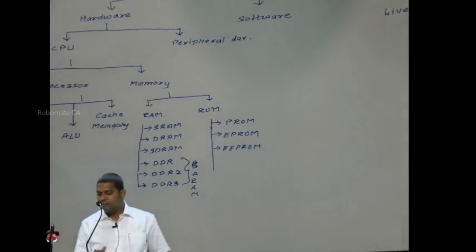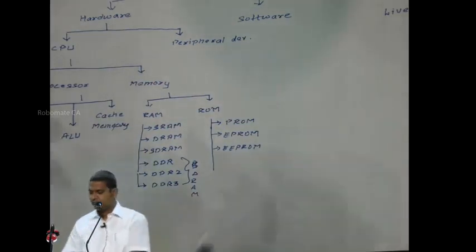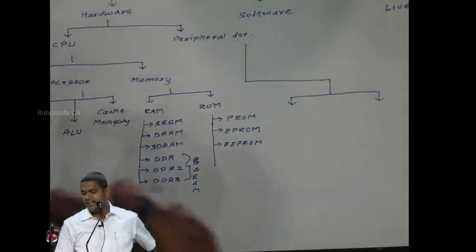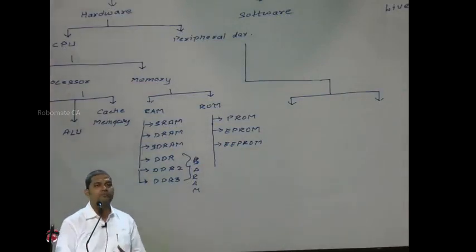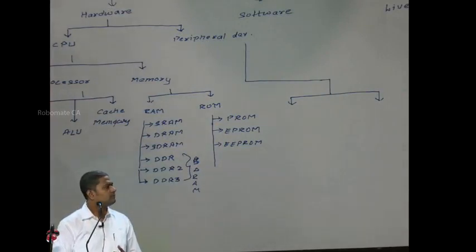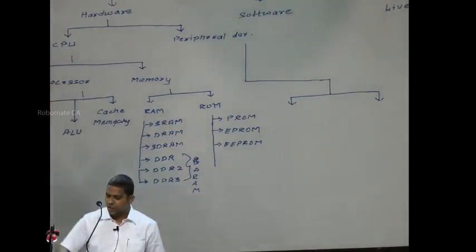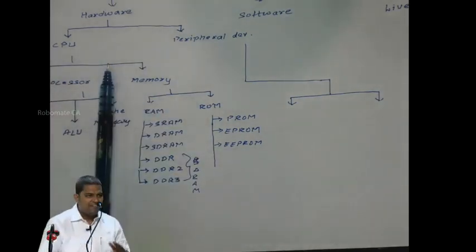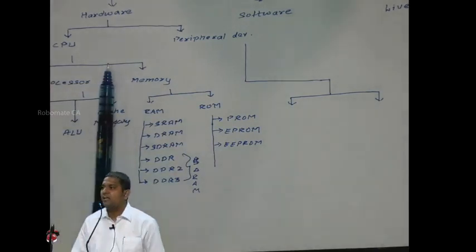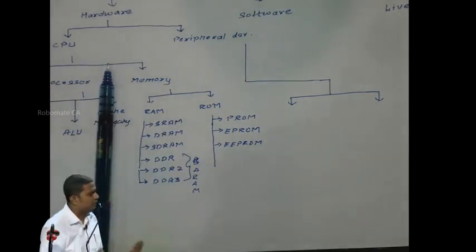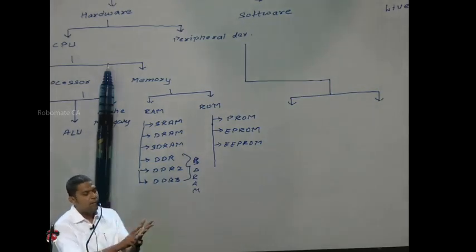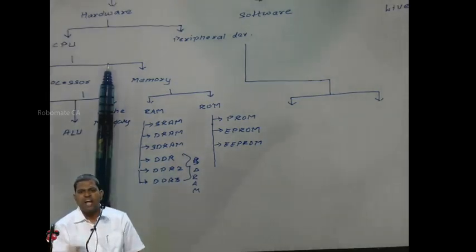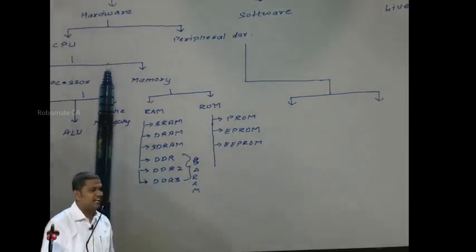Now, discussing about the various peripheral devices. Hello. Please stay calm. Peripheral devices. What are peripheral devices? Any hardware component apart from CPU is called as peripheral devices. Anything apart from CPU is called as peripheral device. Keyboard, mouse, monitor, scanner, printer, mic, speakers, everything is peripheral devices.